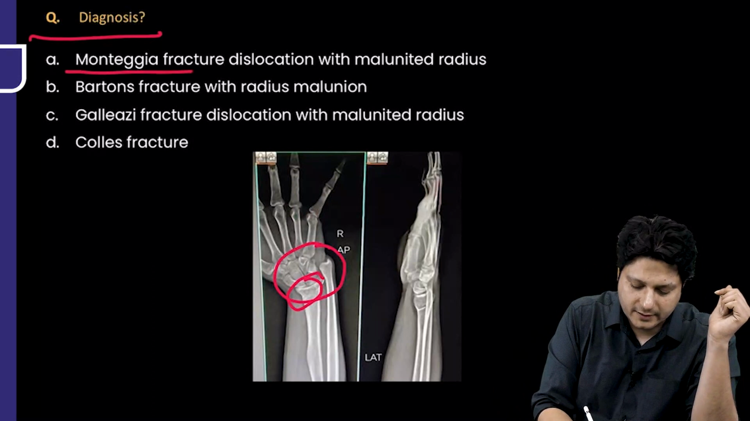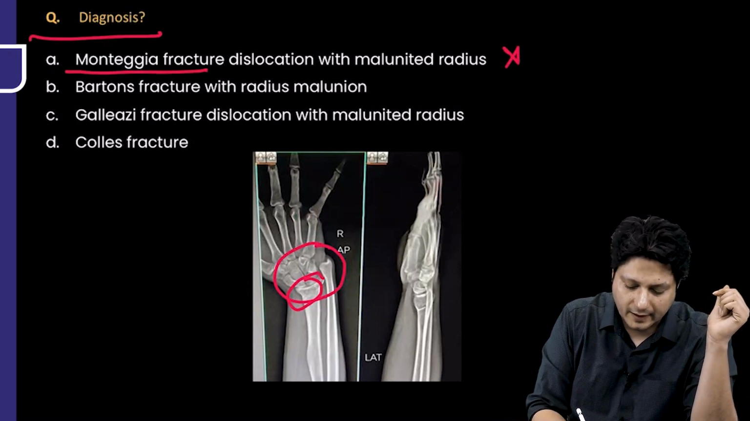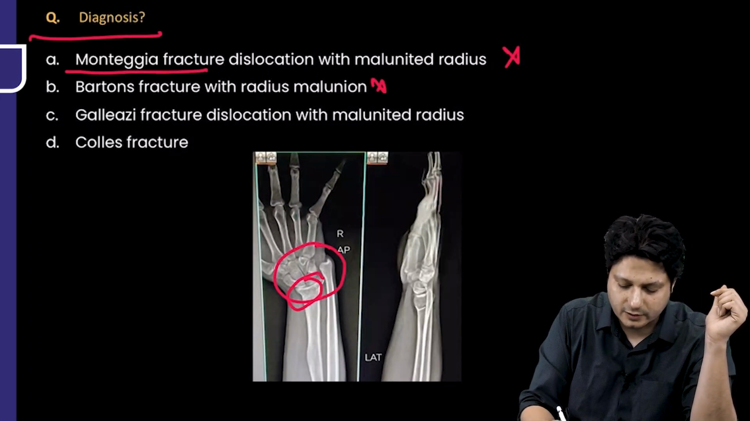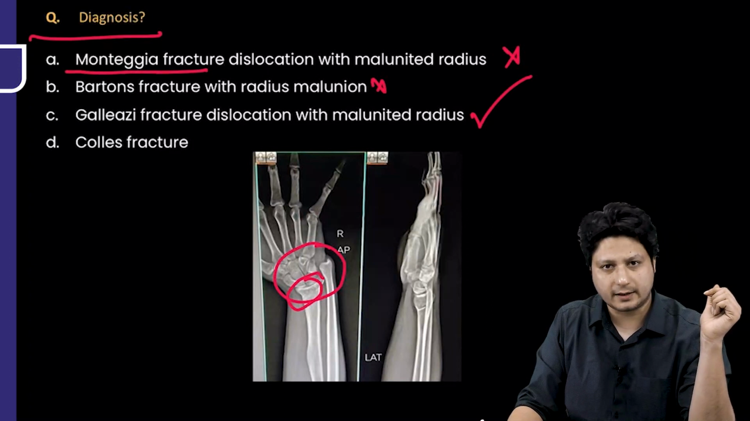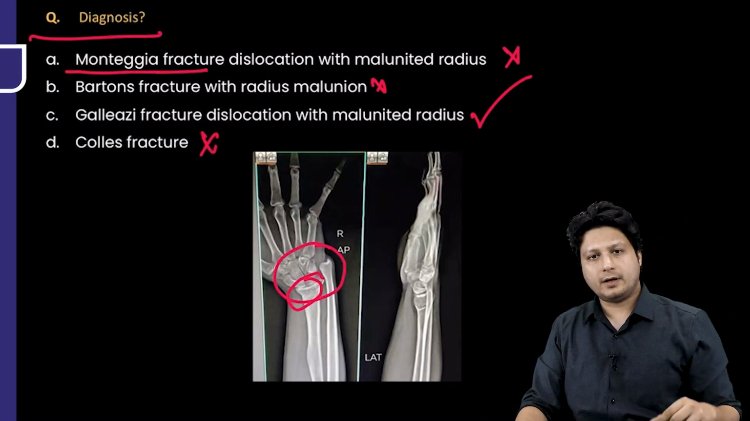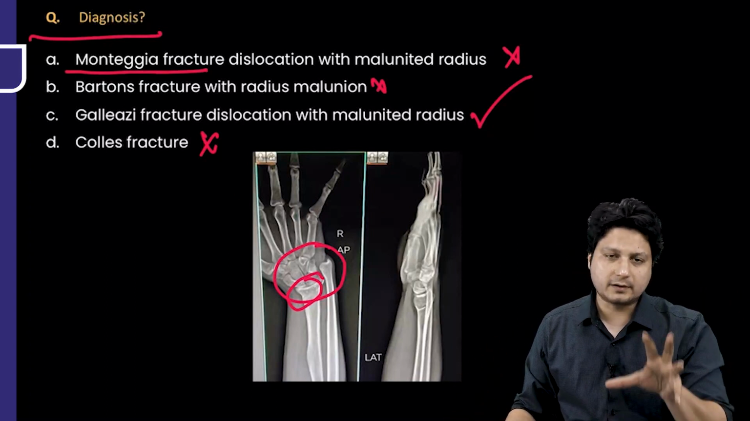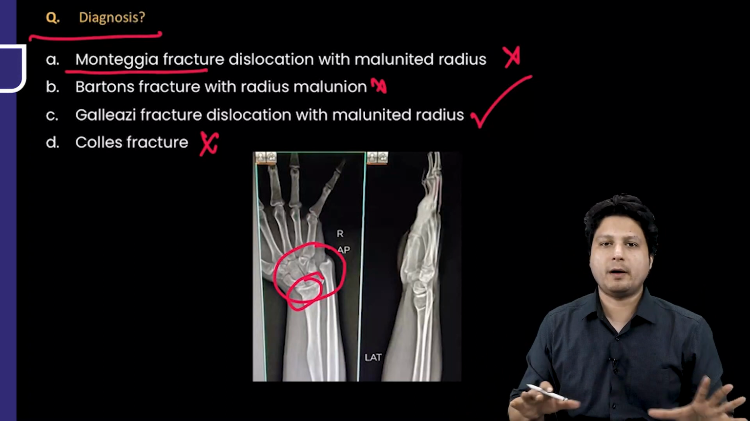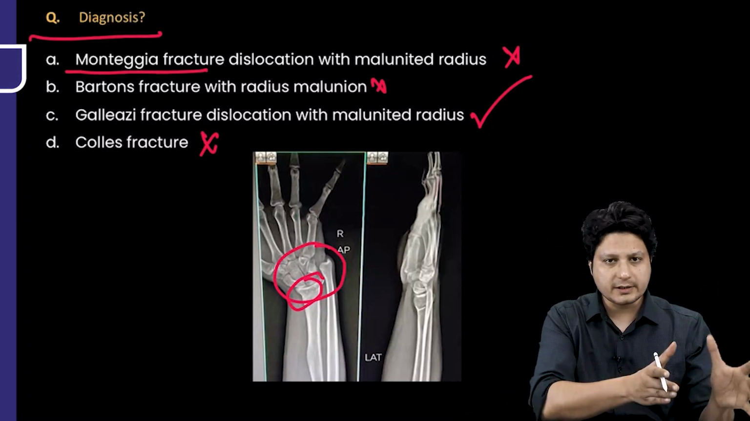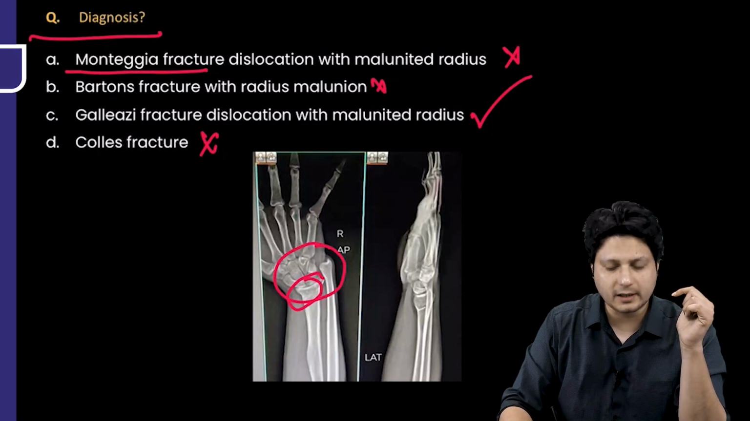Is it Monteggia fracture dislocation with malunited radius? Obviously not. Is it Barton's fracture with distal malunion? Obviously not. Is it Galeazzi fracture dislocation with malunited radius? That is the correct answer. Is it the Colles fracture? Again, not. So with distal radio-ulnar joint subluxation or dislocation, these are the things that you need to remember about Galeazzi. Hope everything is clear related to this topic, Monteggia and Galeazzi in particular. Galeazzi related questions are very commonly asked.